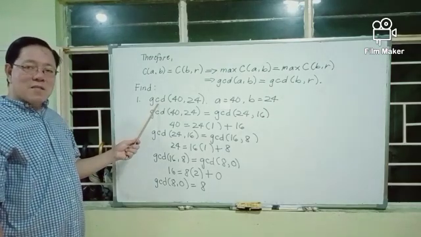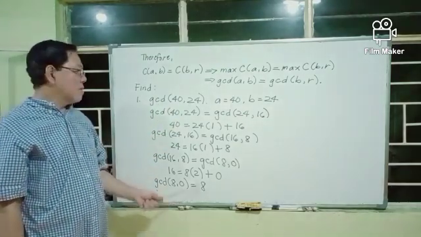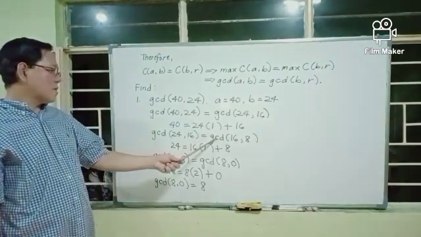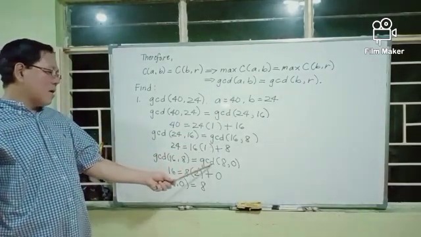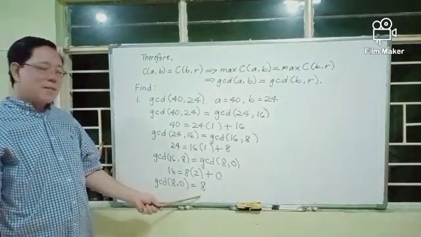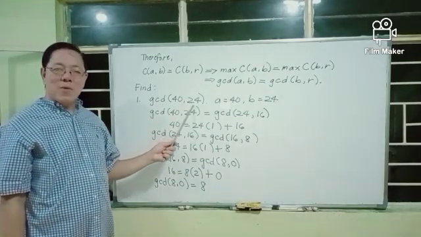And the final answer: the greatest common divisor of 40 and 24 is 8. Because this is equal to this, and this is equal to this, and this is equal to this, and the greatest common divisor of 8, 0 is equal to 8. Therefore, the greatest common divisor of 40 and 24 is 8.